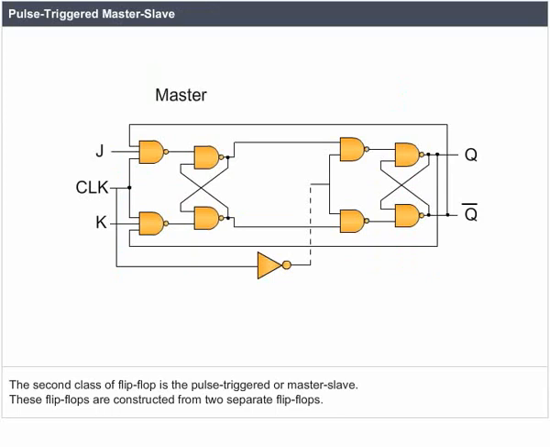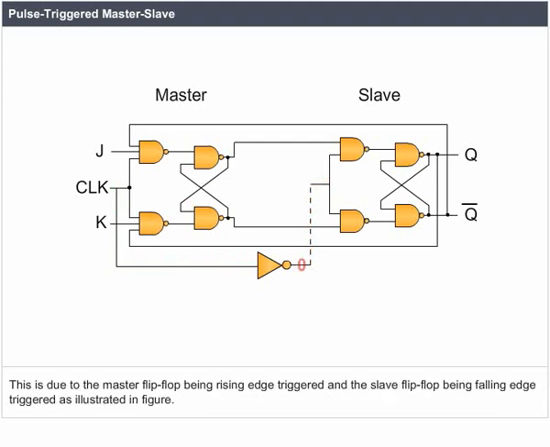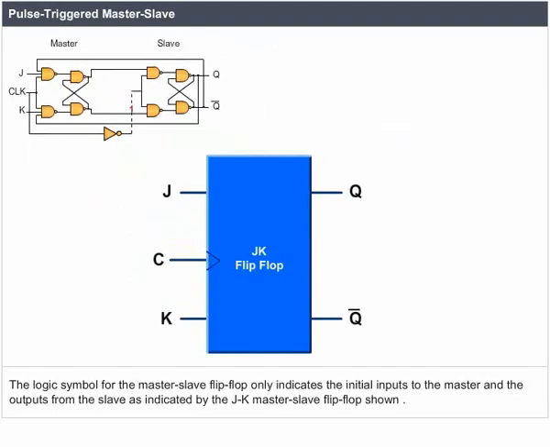Pulse-triggered master-slave. The second class of flip-flop is the pulse-triggered or master-slave. These flip-flops are constructed from two separate flip-flops. The term pulse-triggered means that data are entered into the flip-flop on the leading edge of the clock pulse, but the output does not reflect the input state until the trailing edge of the clock pulse. This is due to the master flip-flop being rising edge triggered and the slave flip-flop being falling edge triggered as illustrated in the figure. The logic symbol for the master-slave flip-flop only indicates the initial inputs to the master and the outputs from the slave as indicated by the JK master-slave flip-flop shown.